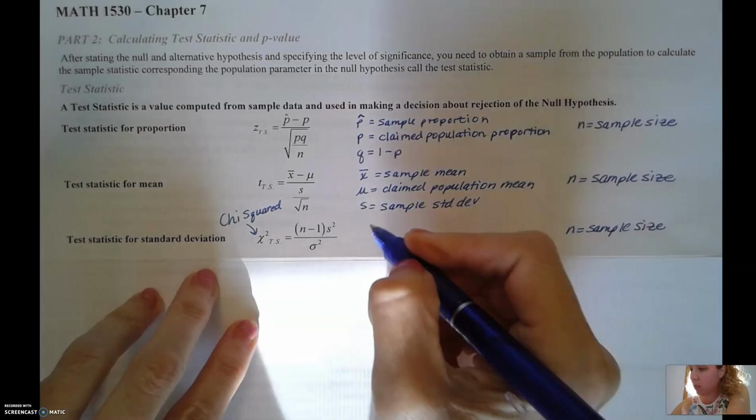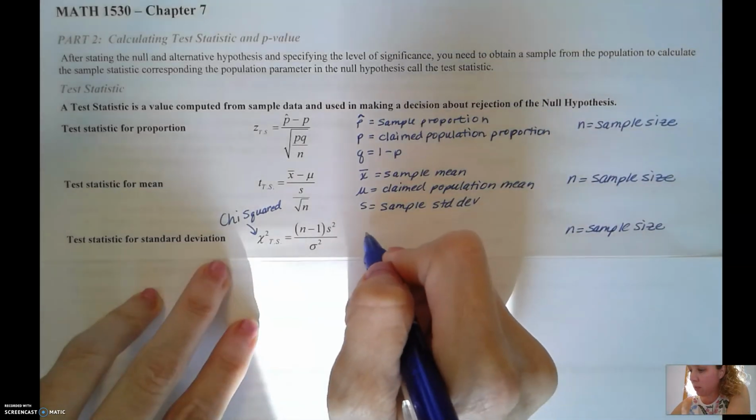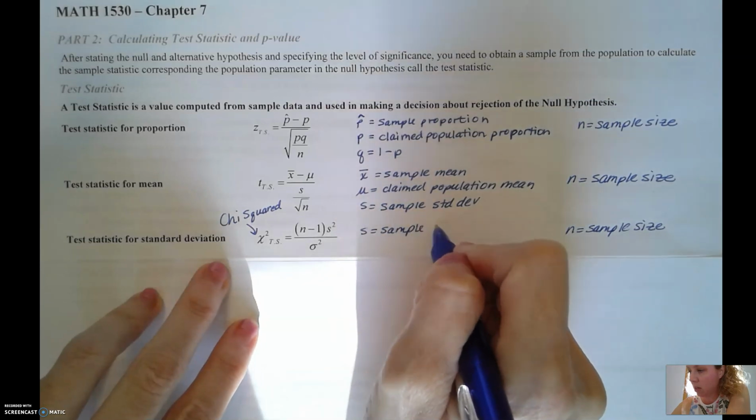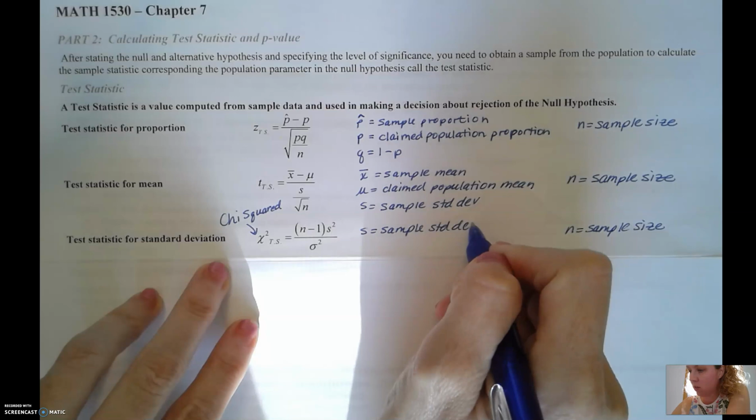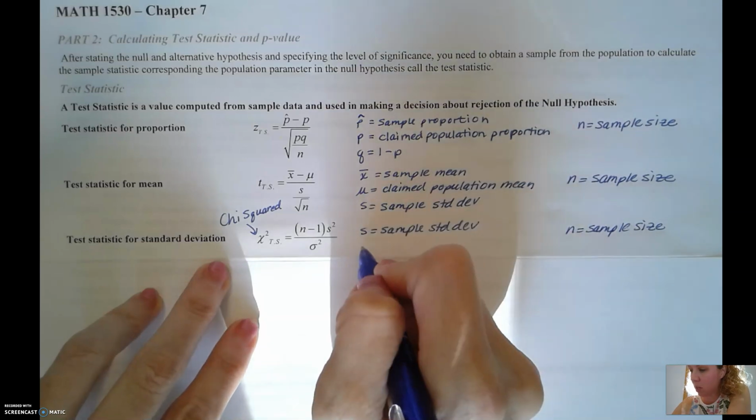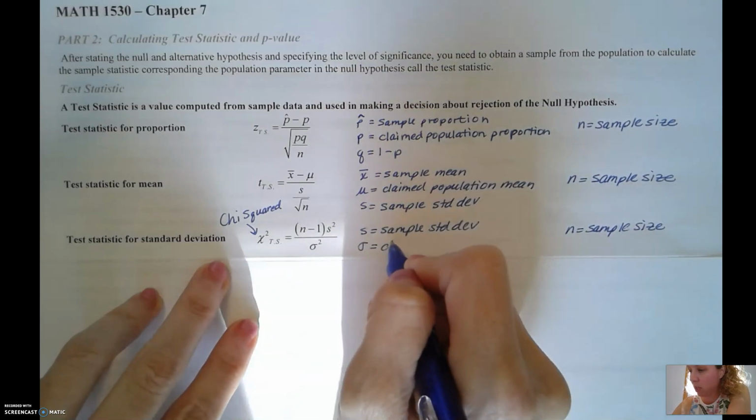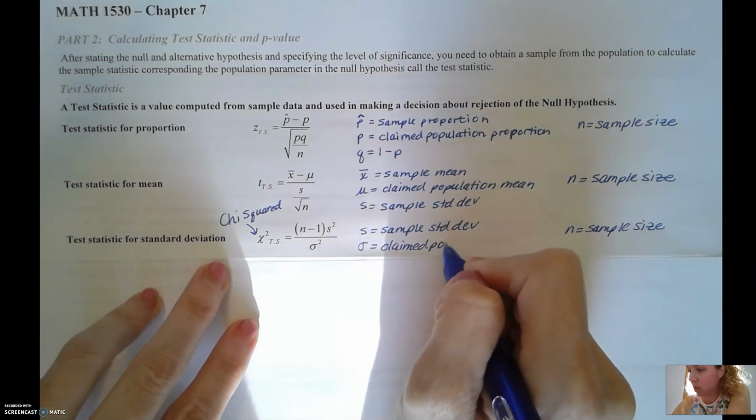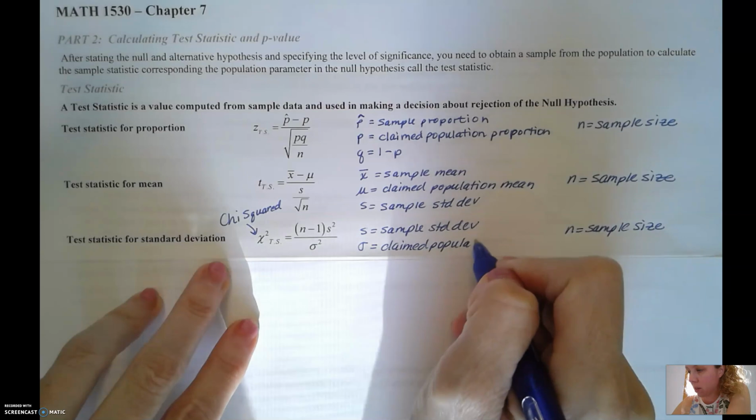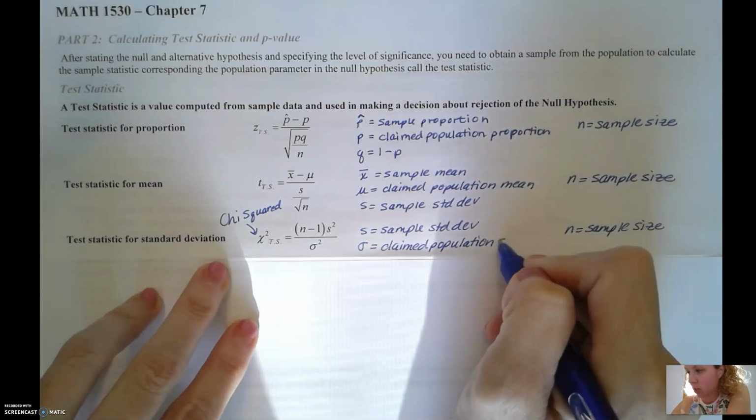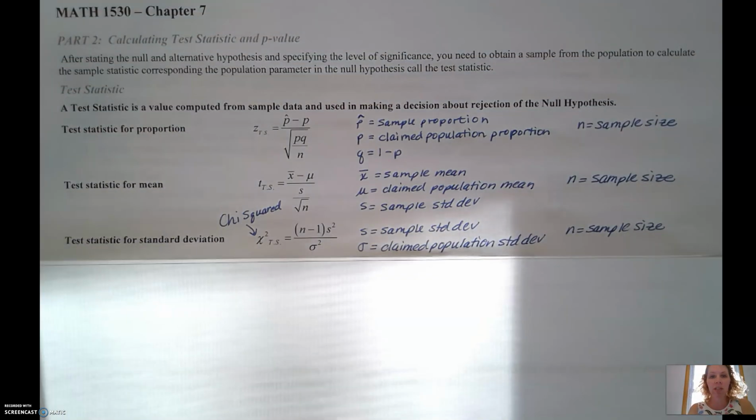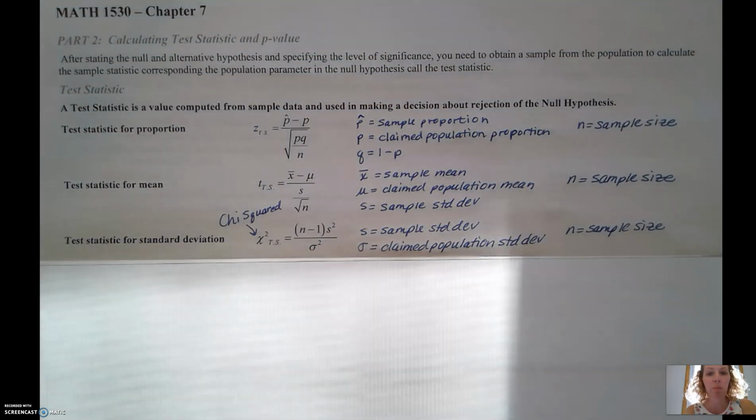times S, which is going to be the sample standard deviation again, divided by sigma squared. And sigma, remember, is going to be the claimed population standard deviation. So we're going to be using these three different formulas to calculate a test statistic that will help us make a decision in our hypothesis test.